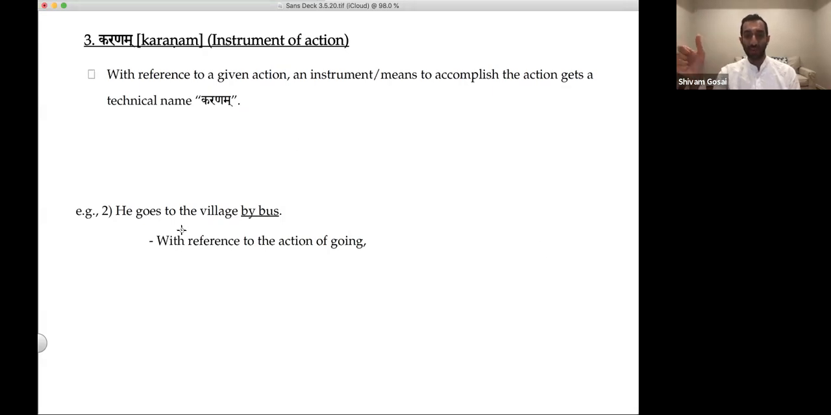Right, so this is exactly it, we know karta, karma, and karanam. He is the karta, he goes where? Village. Village is the karma, and he goes with what? Goes by the bus. Or by, yeah, by what? Or with what?